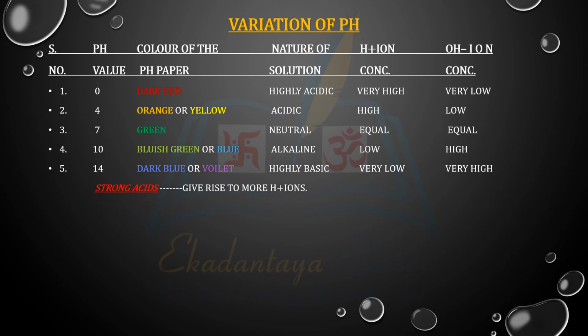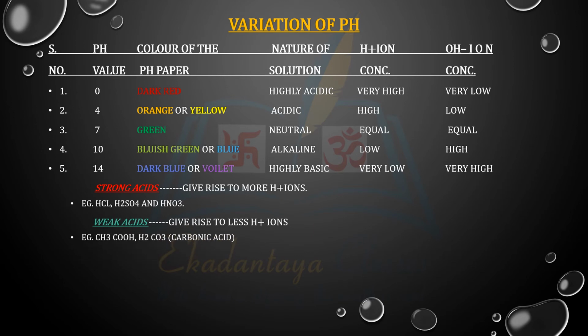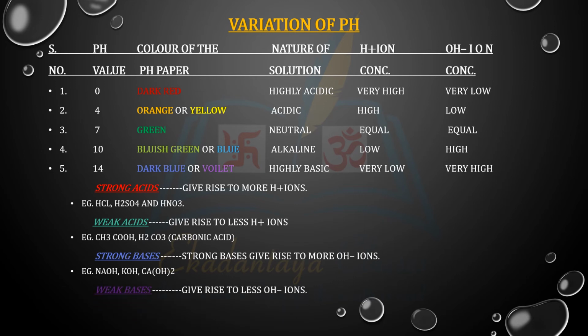Strong acids give rise to more H+ ions. Examples are HCl, H2SO4 and HNO3. Weak acids give rise to fewer H+ ions. Examples are CH3COOH and H2CO3, that is carbonic acid. Strong bases give rise to more OH- ions. Examples are NaOH, KOH and Ca(OH)2. Weak bases give rise to fewer OH- ions. Example: NH4OH.